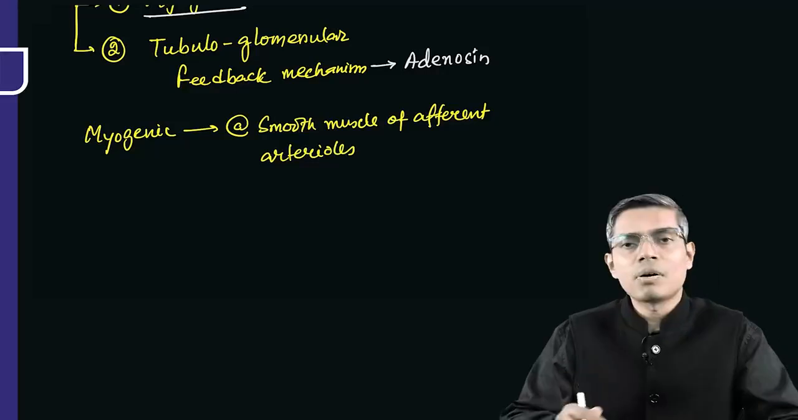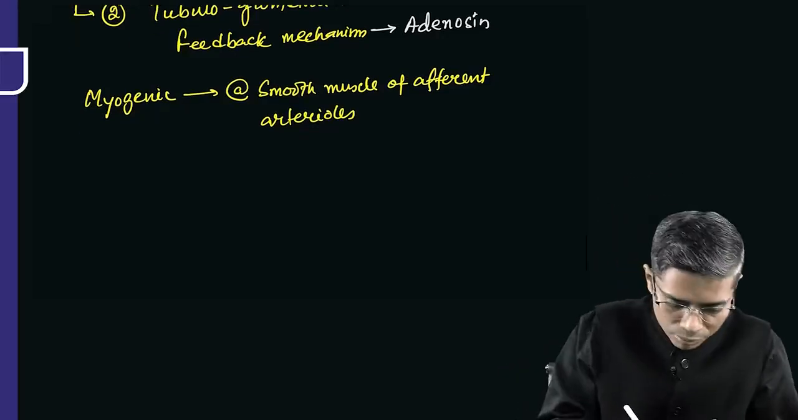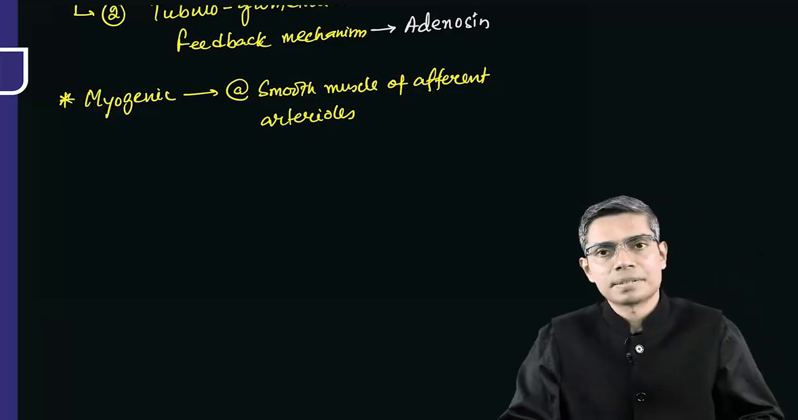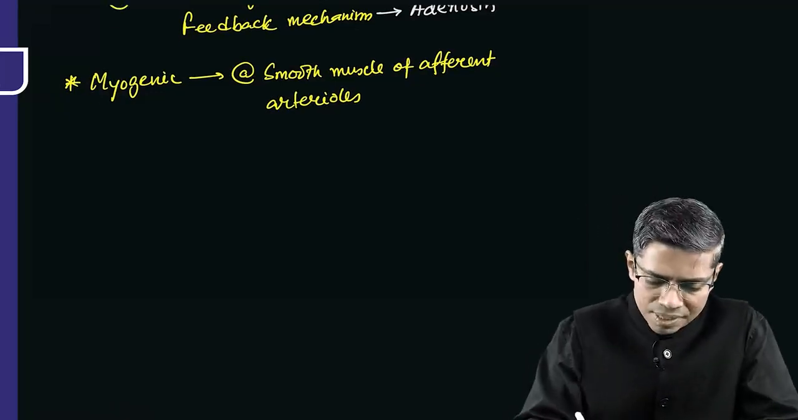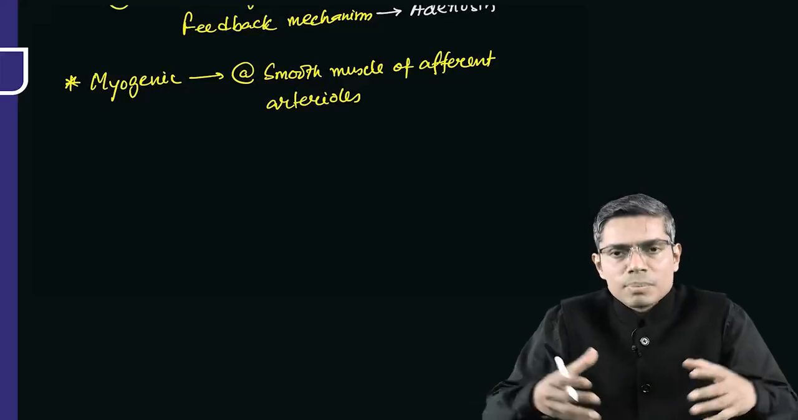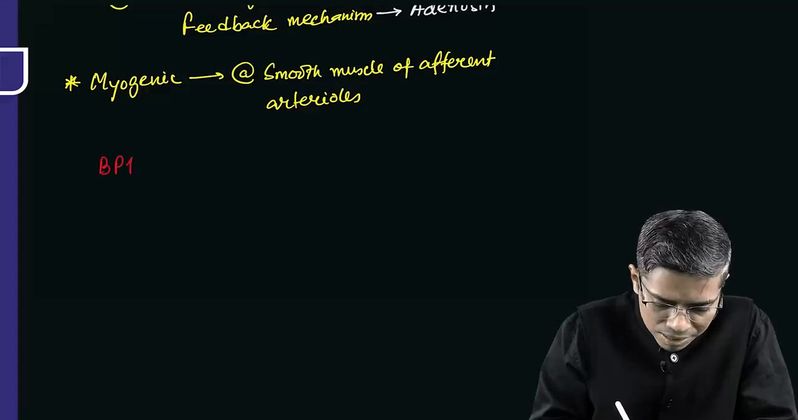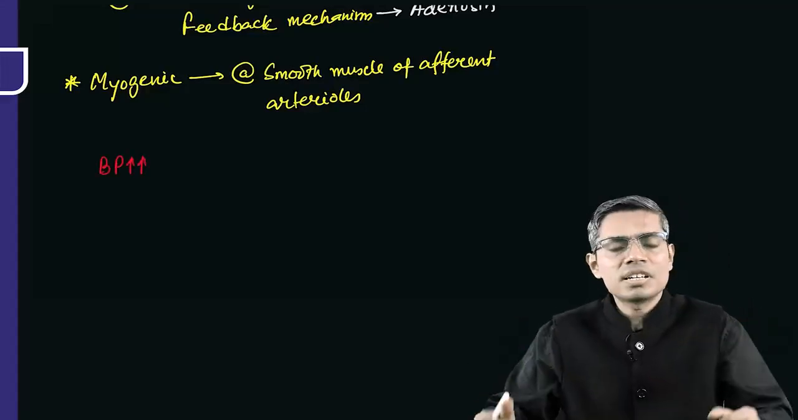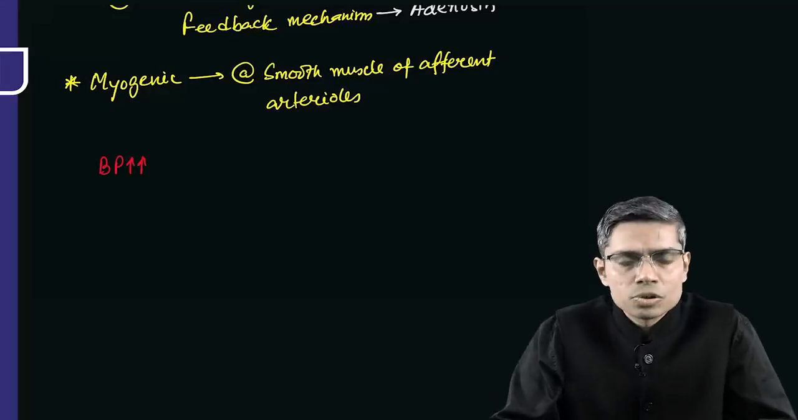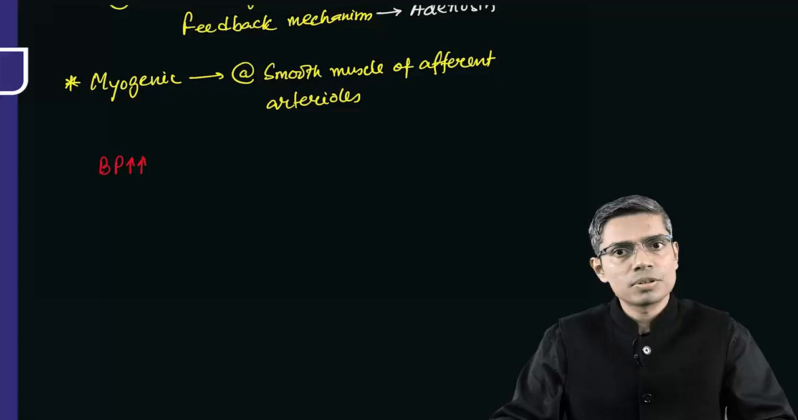Getting my point? Now, how is this mechanism operating? So now we are going to the detailed version of this mechanism. Suppose one person is suffering from high blood pressure. Suddenly the blood pressure is rising. Whenever the blood pressure is rising, it will cause a stretch on every blood vessel. So obviously the afferent arterioles will also get stretched.